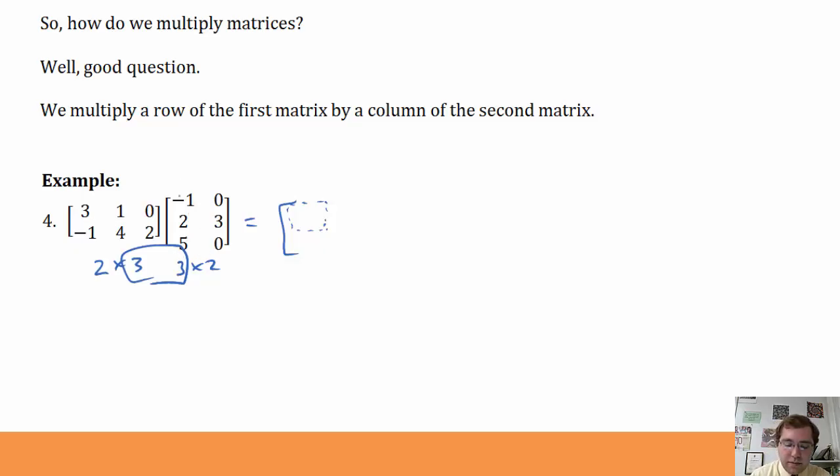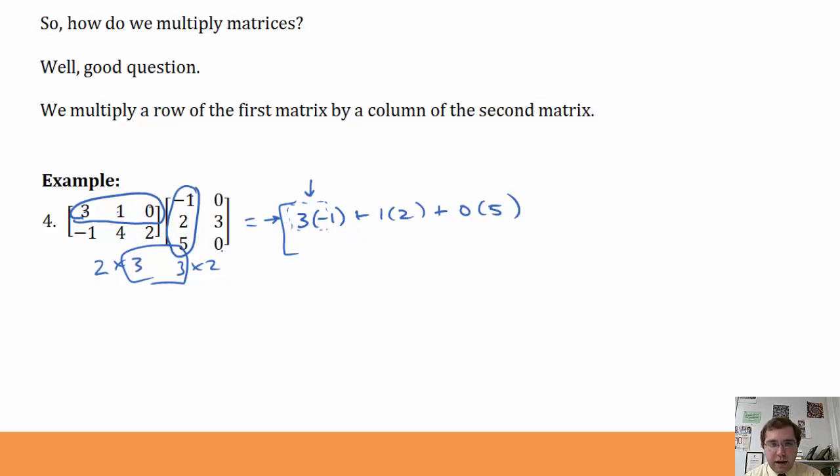Well, which row and which column? That top left number is in the first row, first column of my answer. So I'm going to multiply the first row of the first matrix by the first column of the second matrix. Here's how that works. Watch. And I'll write out the steps for you. 3 times negative 1 plus 1 times 2 plus 0 times 5. Do you see that? 3 times negative 1 plus 1 times 2 plus 0 times 5. I'll work that out in a moment.